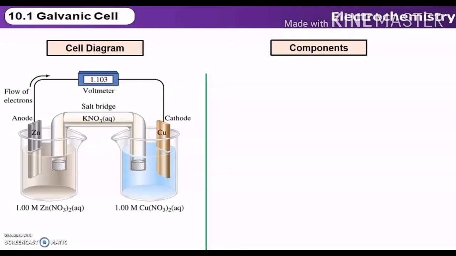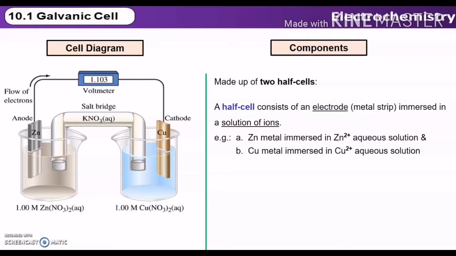Look at the diagram given here. This diagram shows a galvanic cell. A galvanic cell is made up of two half cells. On the left hand side, the half cell consists of a zinc metal strip immersed in zinc nitrate aqueous solution.